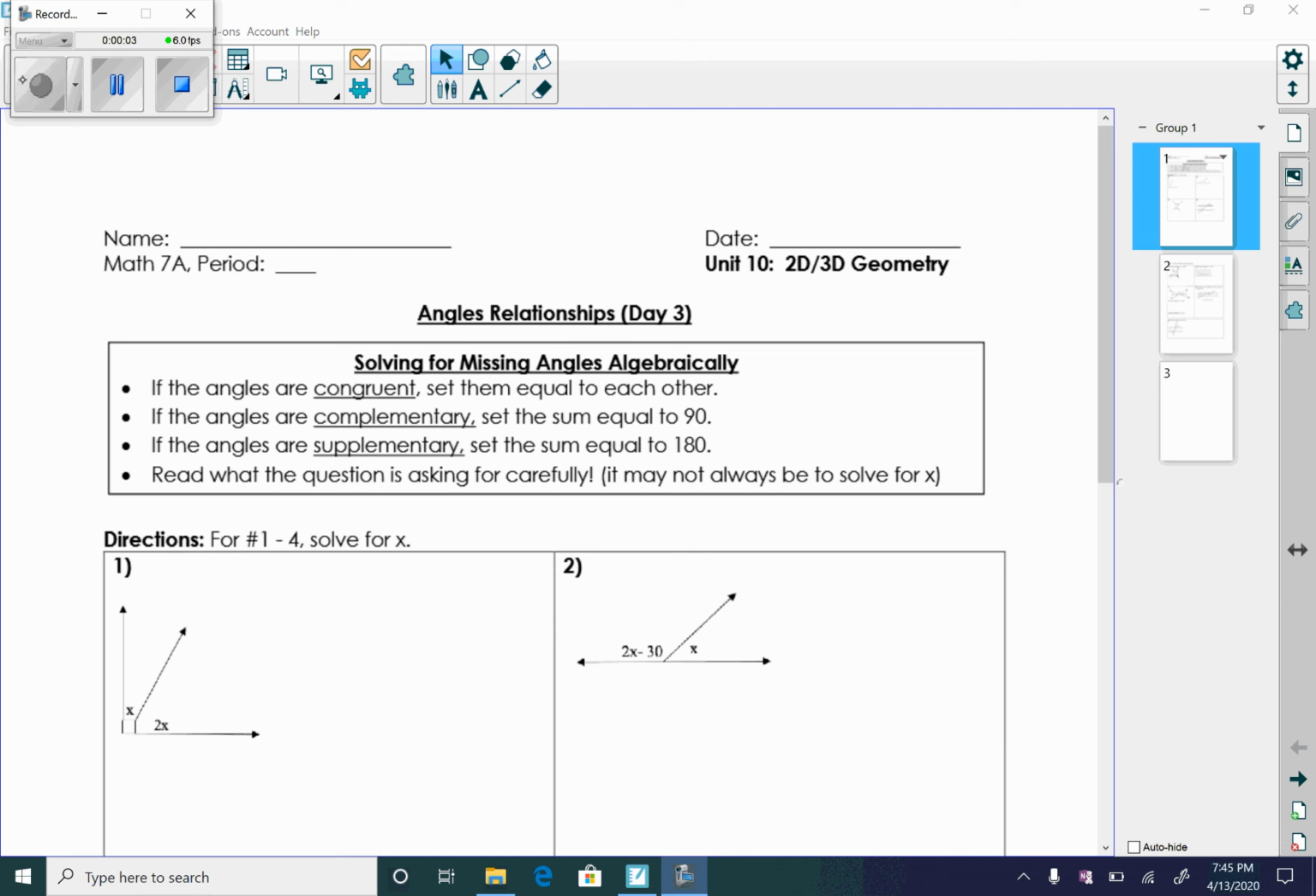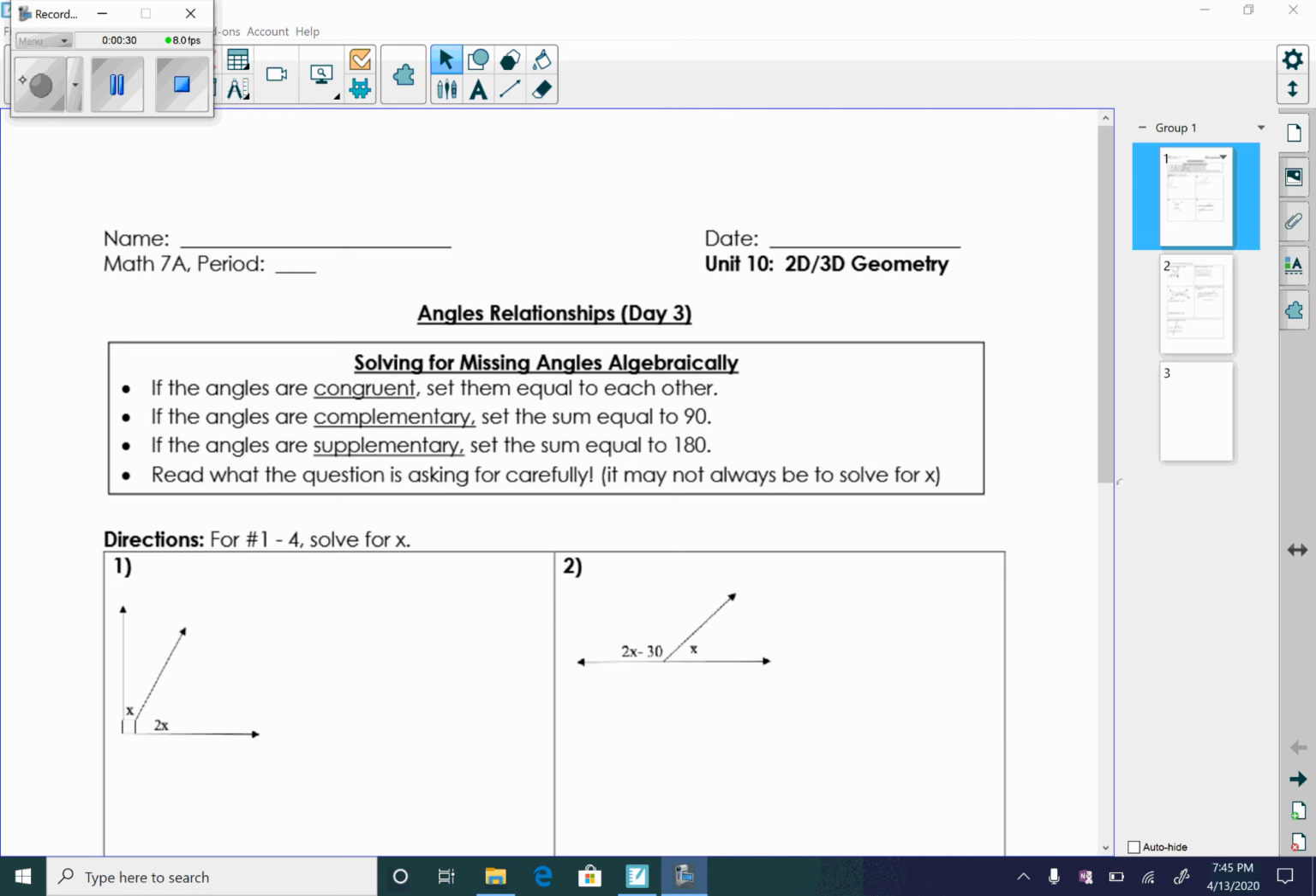Hey everybody, today we're going to start our third day of angle relationships. And this is by far my favorite part of this because it involves algebra, which you know I love. So basically what we're going to be doing is writing and solving algebraic equations based on relationships that we see between angles in a diagram.